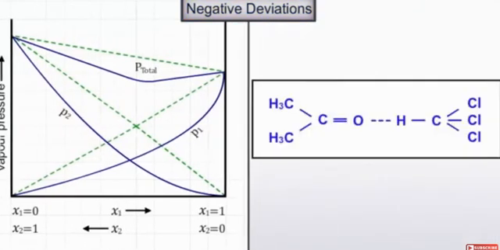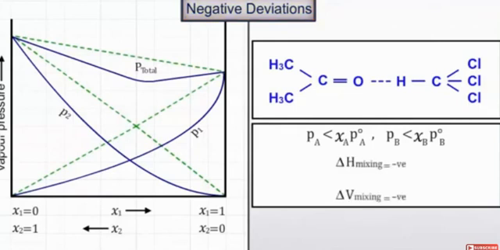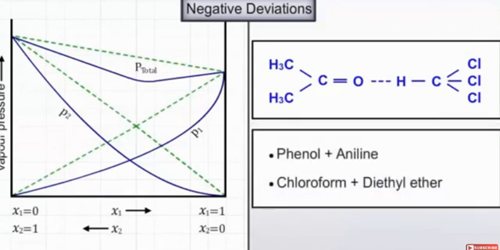As you can see here, formation of a H bond takes place between the chloroform and the acetone molecule. This decreases the escaping tendency of the individual molecules and results in negative deviation from Raoult's law. For solutions exhibiting negative deviations, delta H mixing and delta V mixing both are negative. A few more examples of non-ideal solutions exhibiting negative deviations are phenol-aniline and chloroform-diethyl ether solutions.